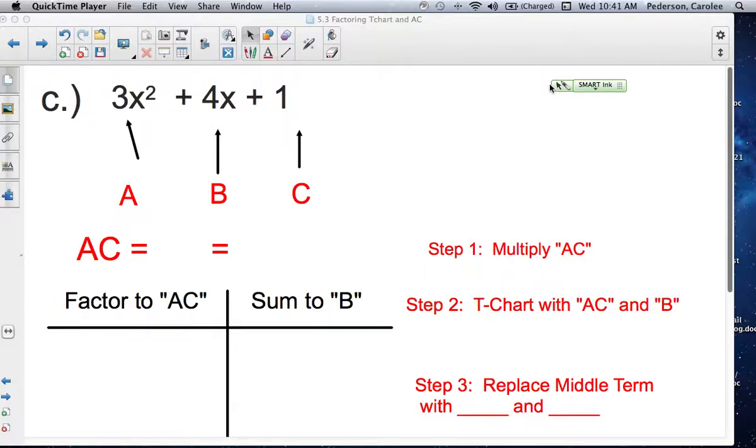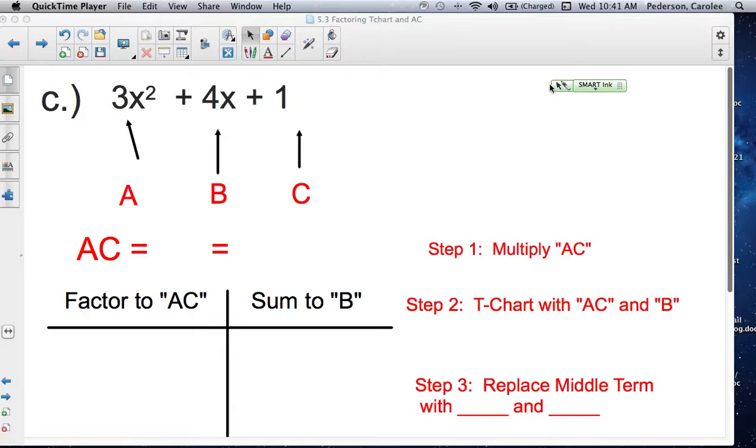This is 5.3, day 2, part 3. We're continuing the AC method. This trinomial has a leading coefficient of 3, so we have to use the AC method. You can just follow along on this example, or you can choose to write, since in our last example we had you write down the steps.